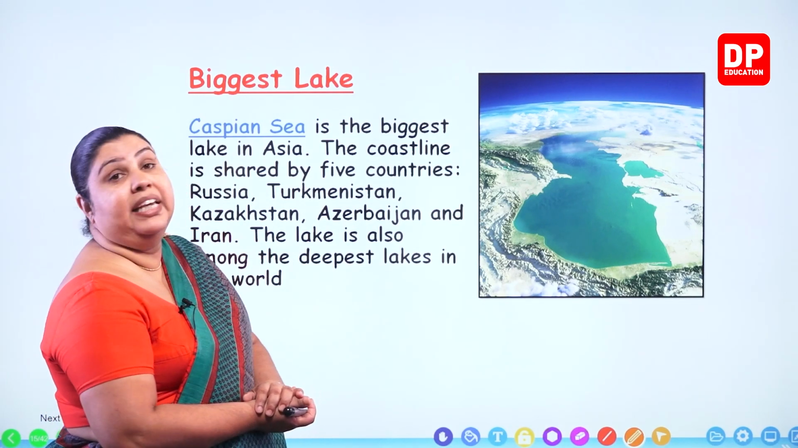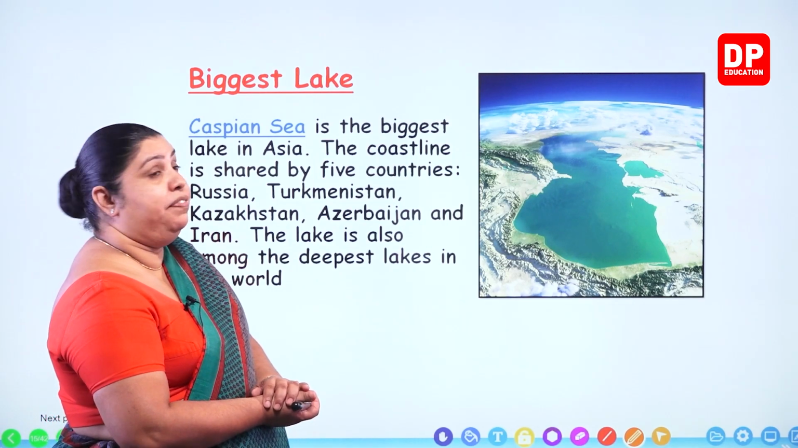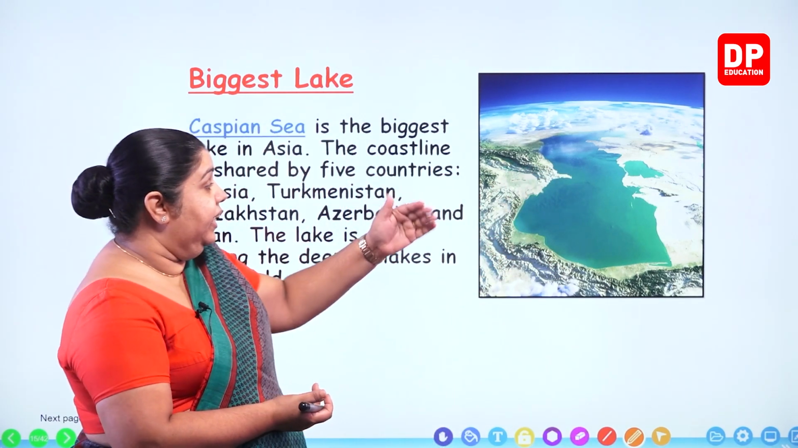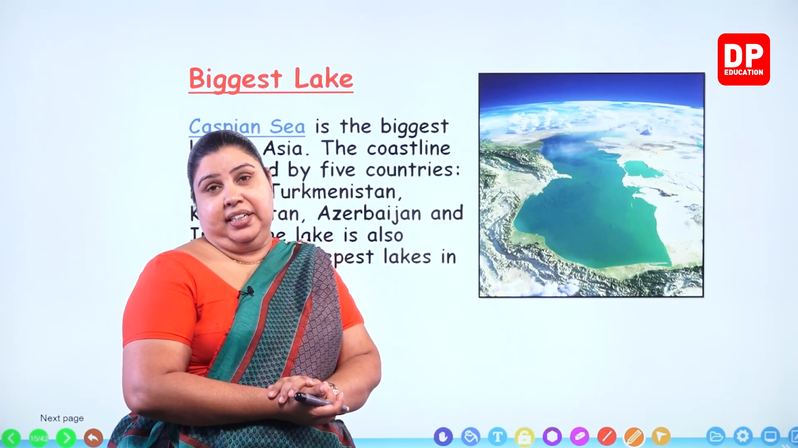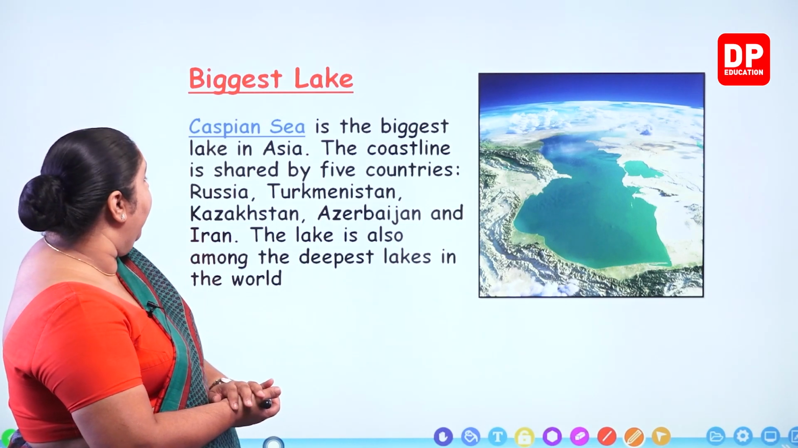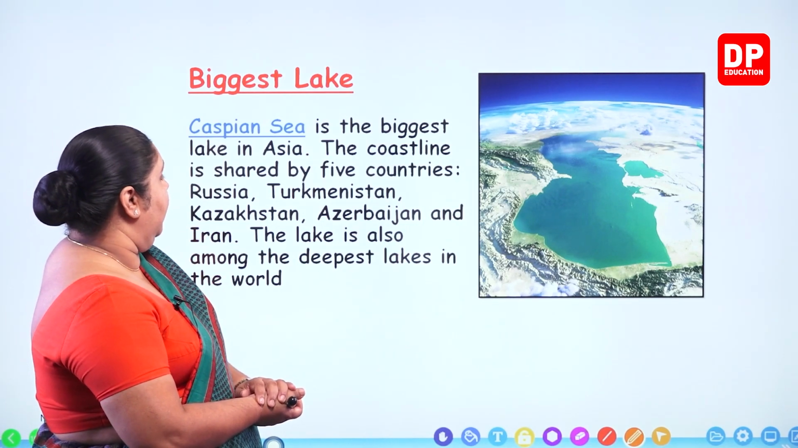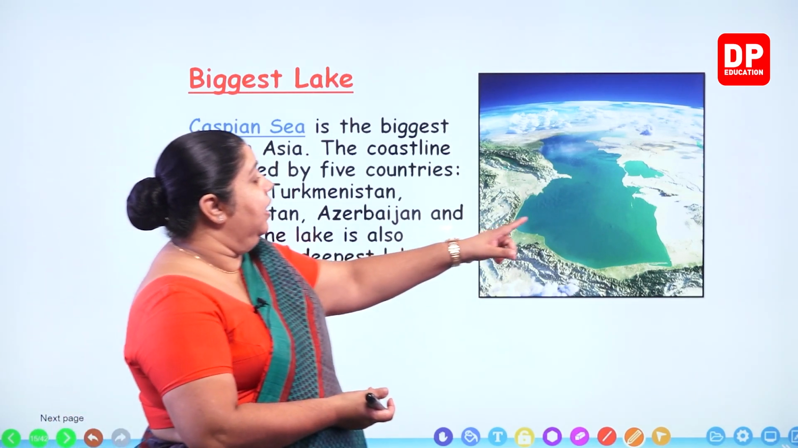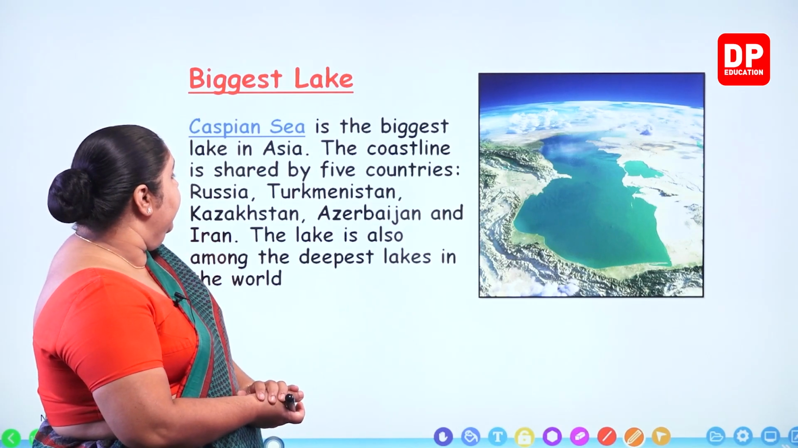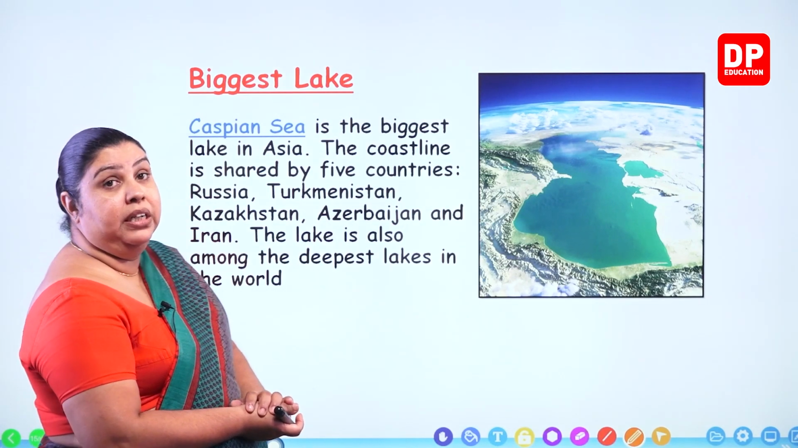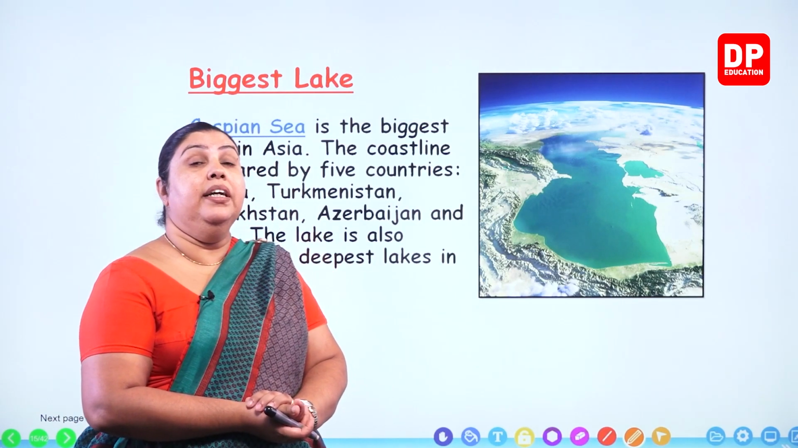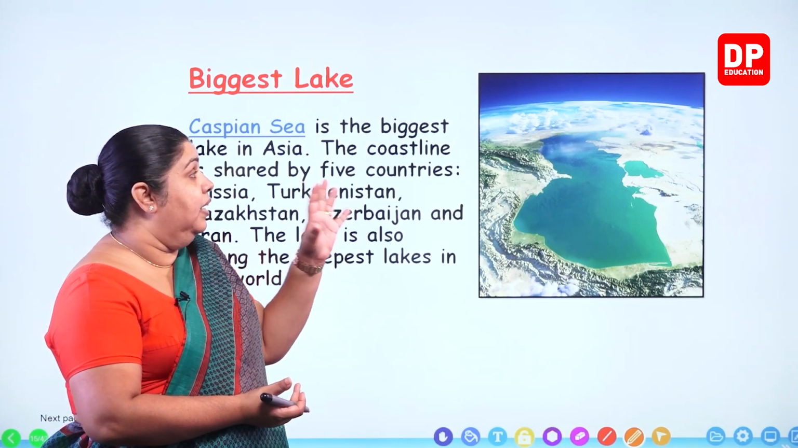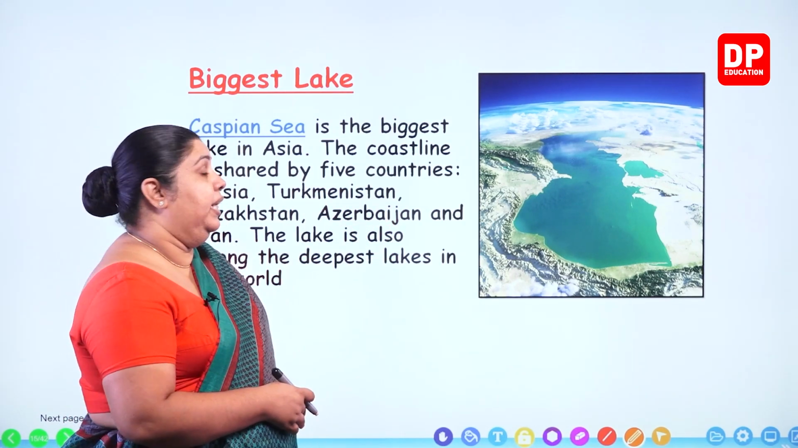Caspian Sea is the biggest lake in Asia. The coastline is shared by 5 countries. ඒ කියන්නේ පුතේ මේ කැස්පියන් මුහුද කියන මේ විශාල විලේ ඉවුරු රටවල් 5ක් විසින් ෂෙයා කරගන්නවා. The coastal area is shared by 5 countries. The countries are Russia, Turkmenistan, Kazakhstan, Azerbaijan and Iran. ඒ රටවල් 5 තමයි පුතේ මේ ලොකුම විල අවට තියෙන රටවල්. The lake is also among the deepest lakes in the world. මේ විල ලෝකේ තියෙන ඉතාම ගැඹුරුම විලවල් වලින් එකක් තමයි මෙන්න මේ Caspian Sea. This is the biggest lake in the Asian continent, the Caspian Sea.